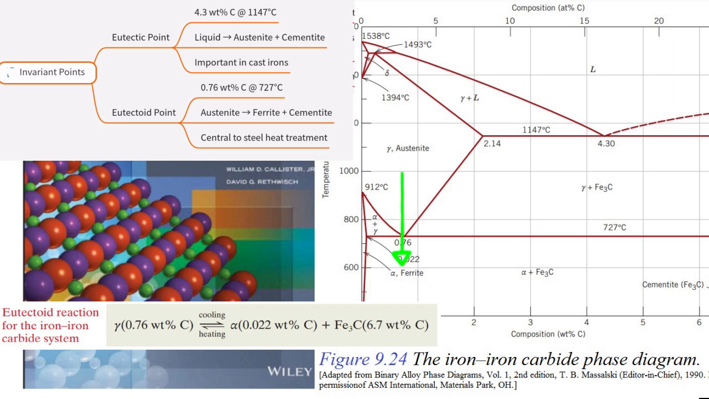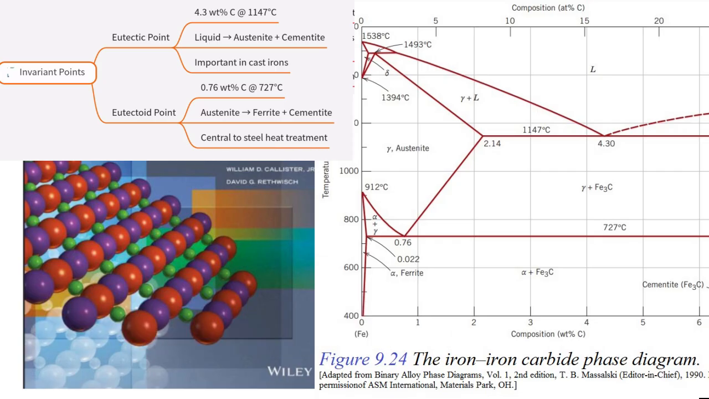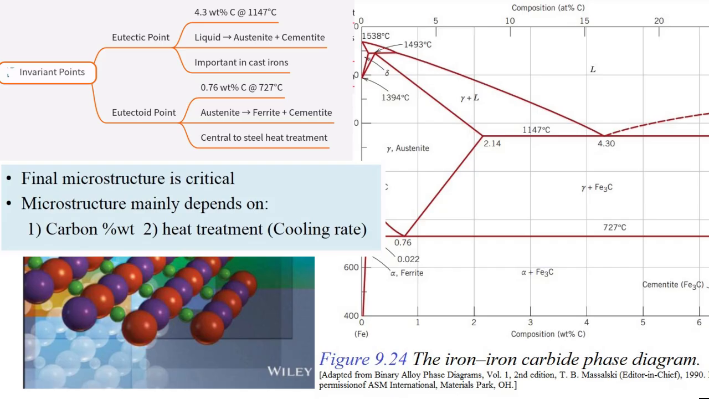Exactly. And this eutectoid transformation is incredibly important because it's the fundamental basis for most heat treatments we apply to steels to control their properties. Manipulating this transformation is key. So at 727 C, that austenite essentially decomposes into this mix of ferrite and cementite. And the specific structure that results from that transformation is key, isn't it? Absolutely. The final microstructure, how those phases are arranged, is critical. And it depends mainly on the carbon content and, in the real world, the cooling rate.